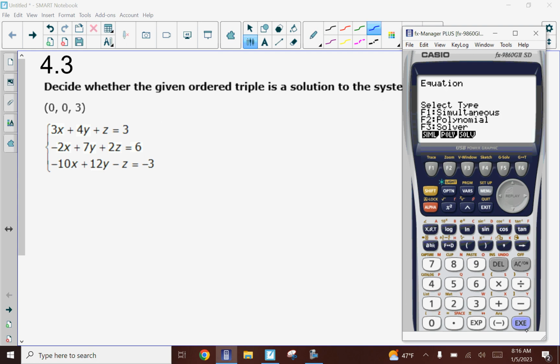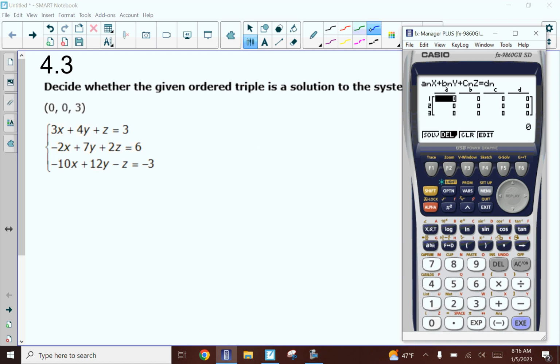That's your equation solver. It says EQUA. You hit execute. It's going to ask you, what type do you want to solve? F1 is the simultaneous. That means you're going to be doing multiple problems at once. And then it's going to ask you, how many letters does the problem have? That's what the unknowns are, the letters. So if it has X, Y, and Z, we're going to hit F2 in order to pick 3.